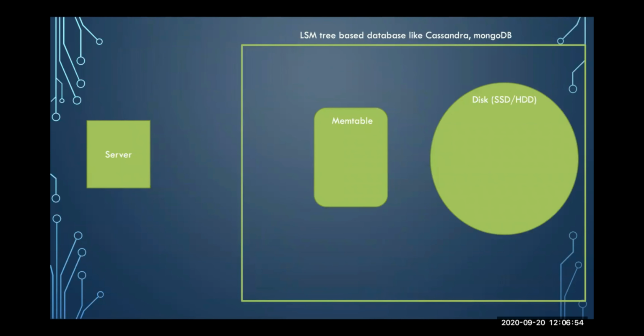So now that we know what a mem table is and what SS tables are, let's go on and see how reads and writes are done in an LSM-based database. We have a server which will be doing all the I/O operations of reads and writes to the database. And this is a database which is LSM based. It can be Cassandra, MongoDB, RocksDB, and so on. We have our mem table here, which resides in the main memory, and we have a disk here, which can be SSD or HDD.